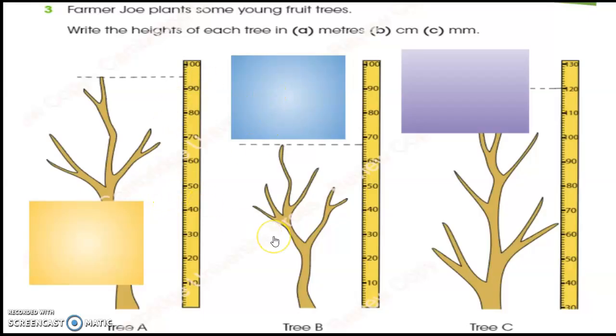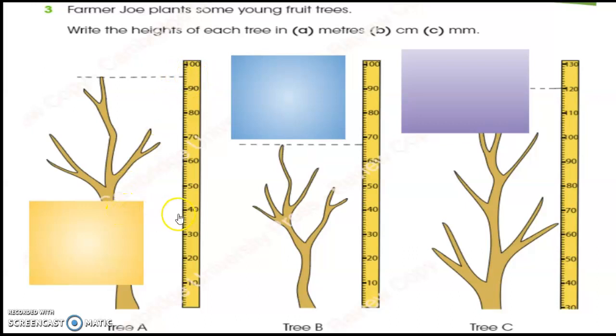Right, this one, next one. Question 3. Now, write the heights of each tree in meters, cm, and mm. So, it's time to check how you do your conversion. Right, look at tree A. Look at the ruler here. What is the height of tree A? If you can see carefully, you count it, it will be in between 90 and 100. This is a cm ruler. This thing shows cm. So in between 90 and 100, what is it? In the middle, it should be 95 cm.